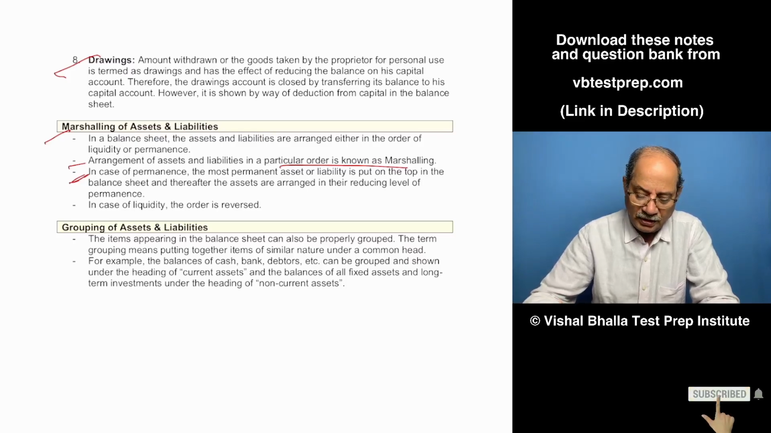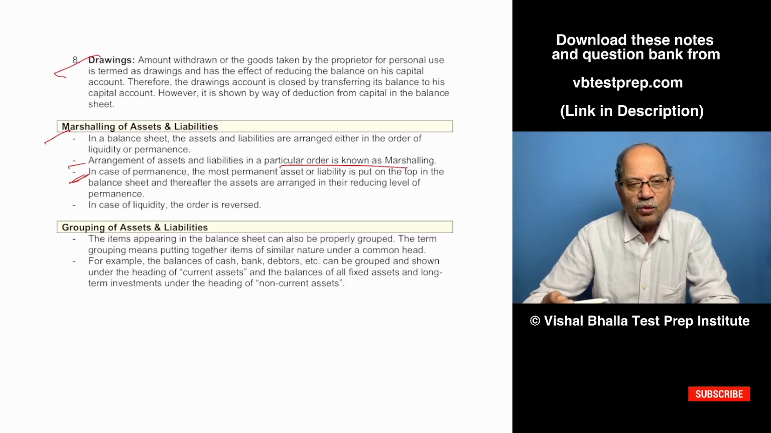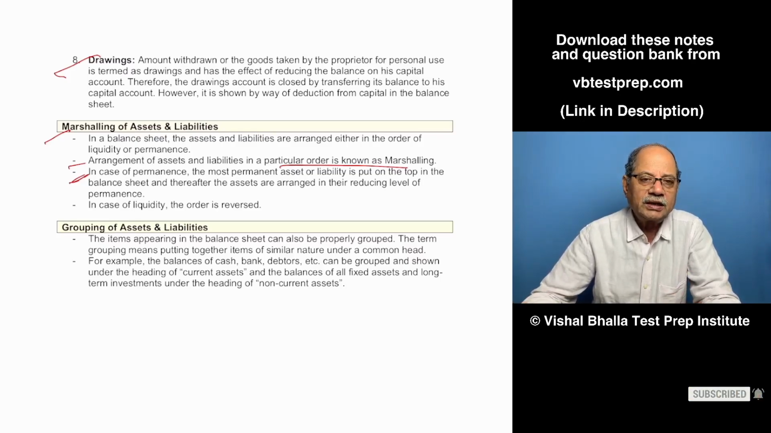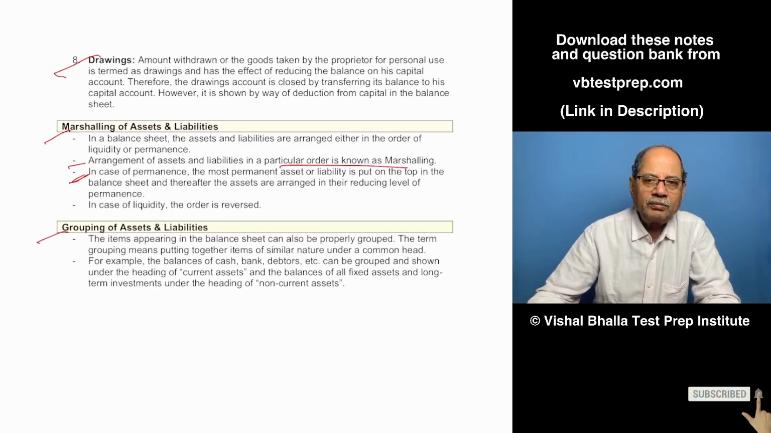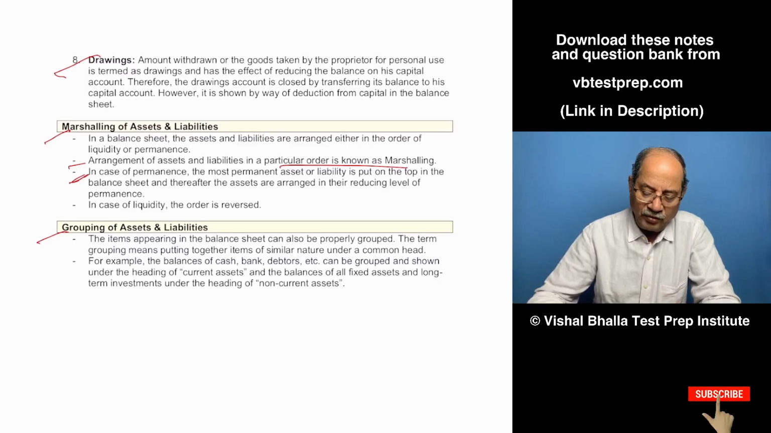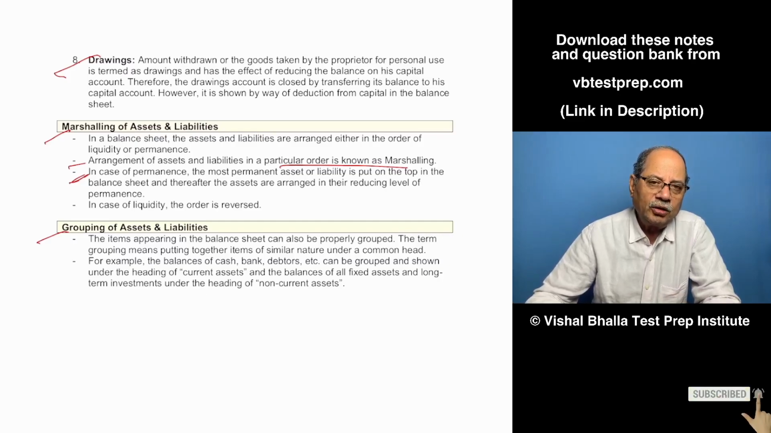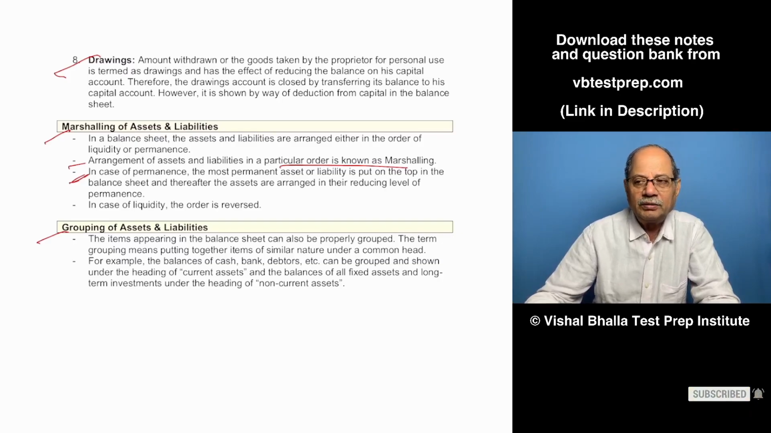On the other hand, there is another way, on the basis of liquidity. In that case, the most liquid asset and most liquid liability is written first on the liability and asset sides, and then gradually it goes to the permanent side. Grouping and marshalling are a little different. In marshalling, we just write in a chronological way, whereas in grouping, we group the assets: non-current assets, intangible assets, tangible assets, current assets. Similarly for liabilities: non-current liabilities, current liabilities, provisions, etc. So this grouping is also done.